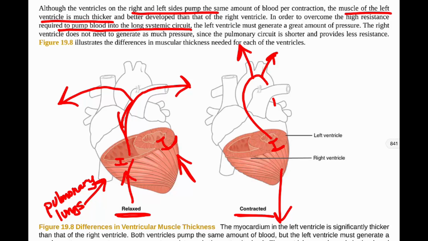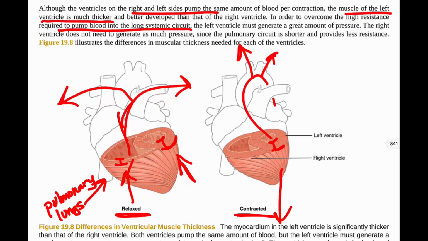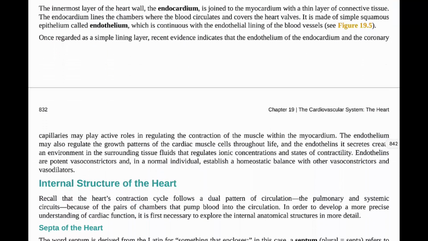The innermost layer of the heart wall, so now we've talked about the muscular layer, which is the myocardium. We've already talked about the epicardium, and now the myocardium. Those are 2 of the 3 layers. Then the innermost layer is the endocardium. The endocardium is joined to the myocardium with a thin layer of connective tissue. The endocardium lines the chambers of the heart.